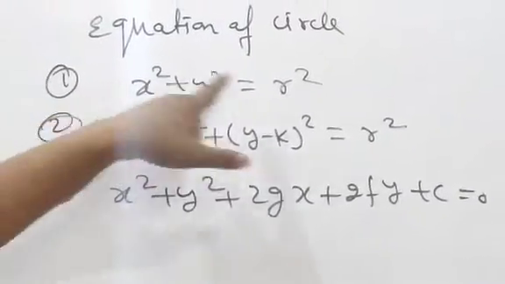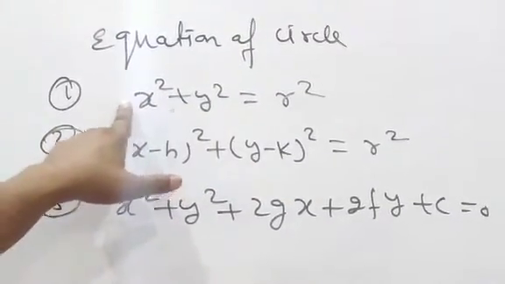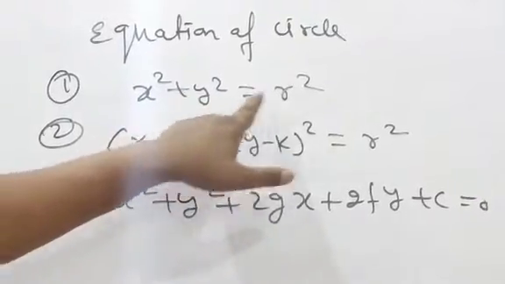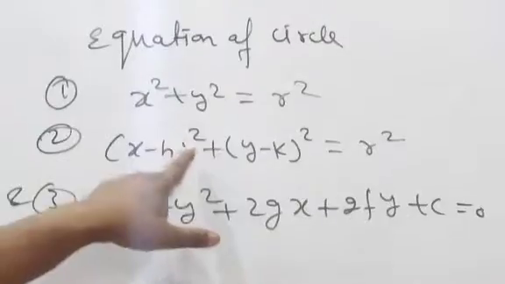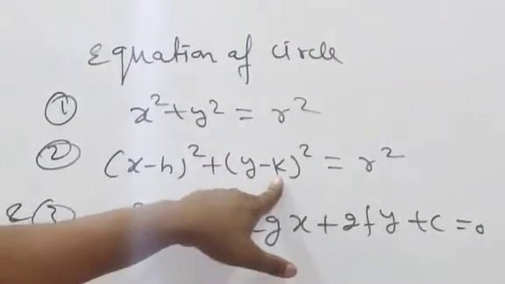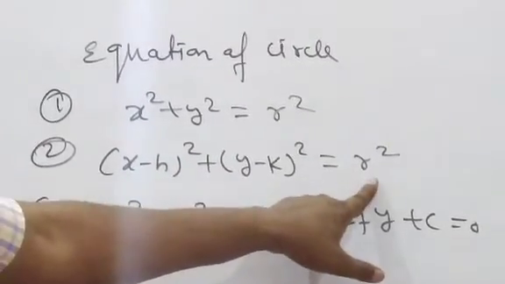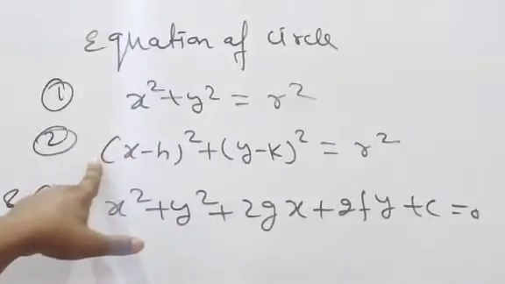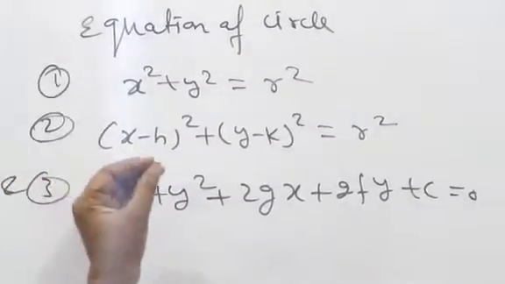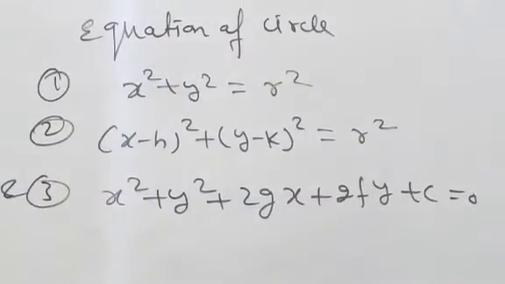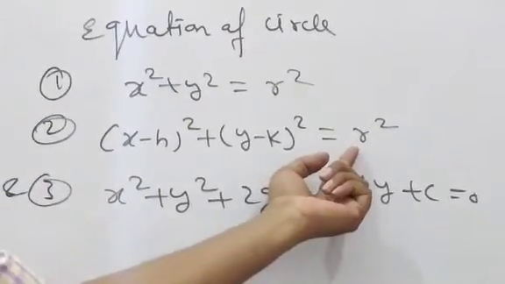Means this is the equation of circle, that is x square plus y square is equal to r square. Second is x minus h whole square plus y minus k whole square is equal to r square. In this formula, h and k both are the coordinates of the center of circle. Clear? And r is the radius of circle.